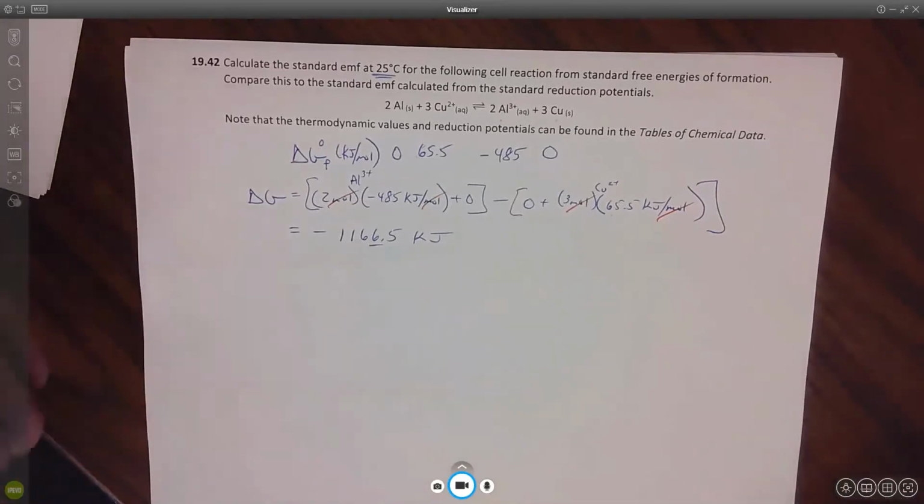Okay, now how am I going to calculate the standard EMF for this cell from the free energy? How am I going to do that?